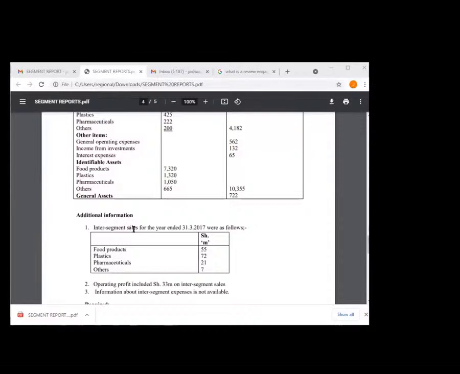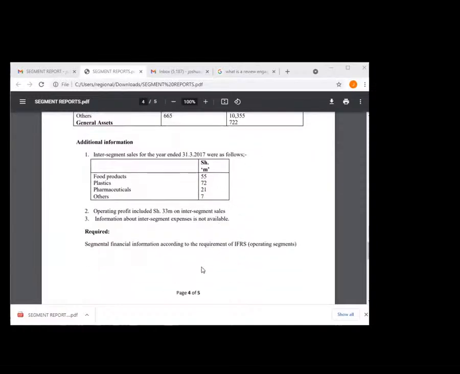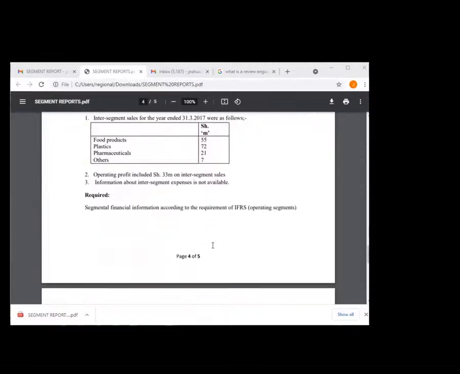Then they have given us additional information. Inter-segment sales for the year ended 31st March 2017 were as follows. You can see them there. And then number 2, the operating profit included shillings 33 million on inter-segment sales. Information about inter-segment expenses is not available. Required: segmental financial information according to IFRS operating segments.